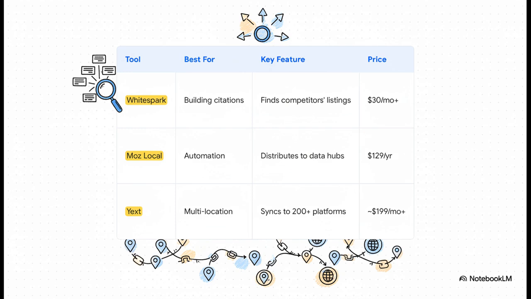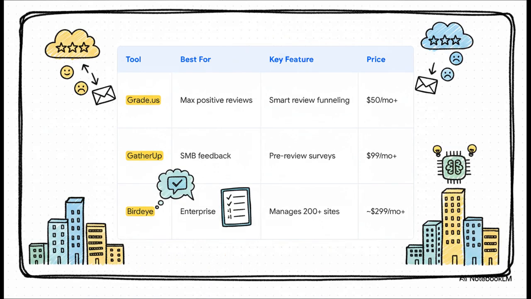And for the big guys, franchises, and chains, Yext is the enterprise choice, syncing your details across hundreds of platforms pretty much in real time. And finally, getting more of those great reviews. These platforms are key. Grade.us does something really clever.